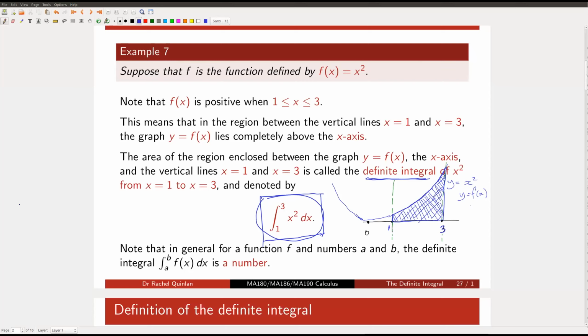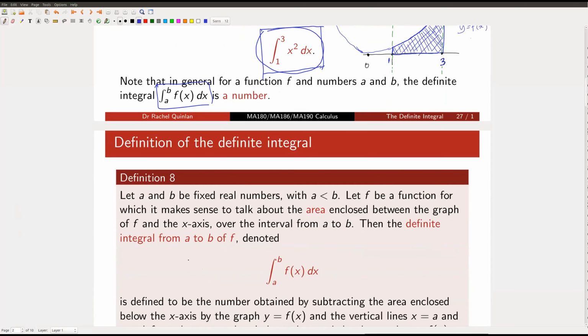So in general, for a function f and numbers a and b, this thing is typically a number, if it's a thing that can be calculated at all. And the question of how you calculate it is not what we're addressing in this particular section. Just to labor that point some more.